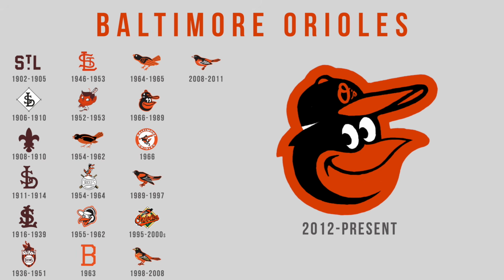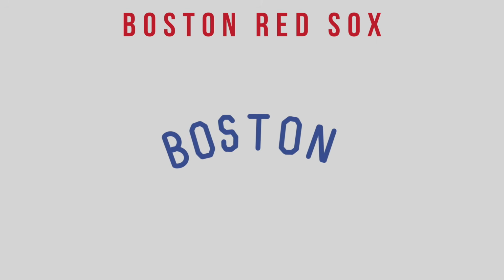Similar to the original cartoon bird logo, this logo features a cartoon oriole wearing a baseball cap. The outline around the oriole is thicker than the original, and on the baseball cap you can see the team name abbreviated as O's.